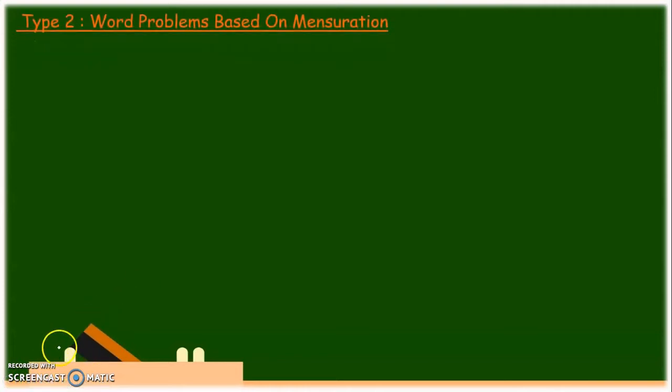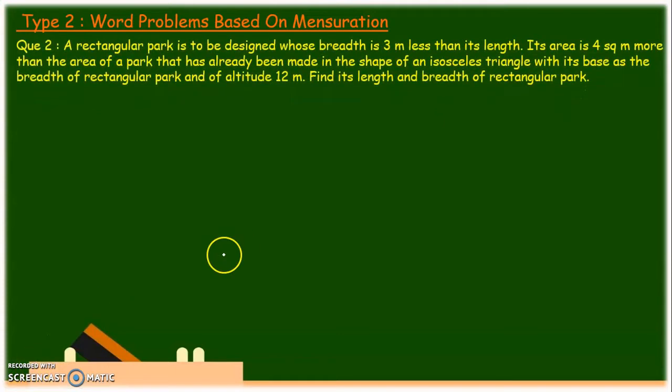See the second type of problem, the word problem based on mensuration. The question is given: a rectangular park is to be designed whose breadth is 3 meter less than its length, and its area is 4 square meter more than the area of the park that has already been made in the shape of an isosceles triangle, with its base as the breadth of the rectangular park and altitude equal to 12 meter. So find the length and breadth of the park.